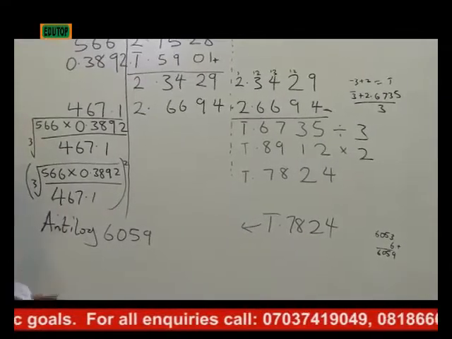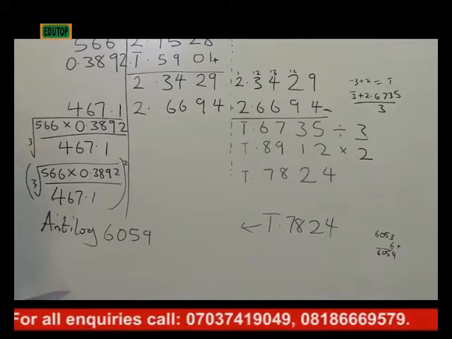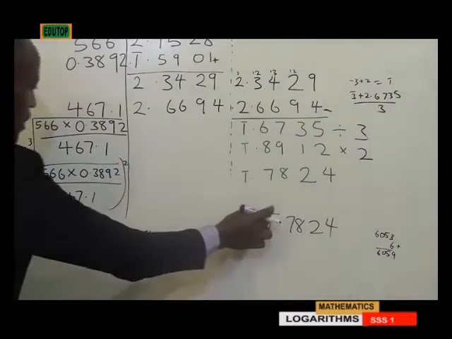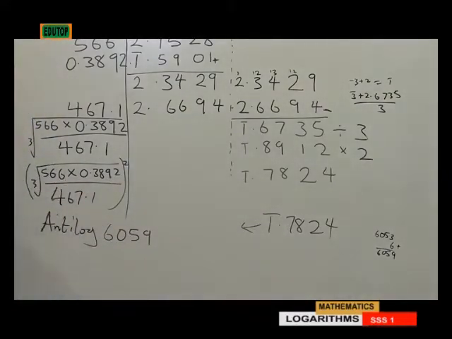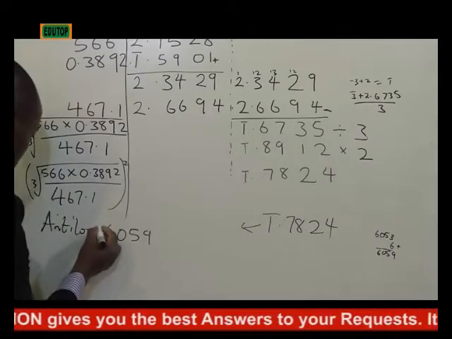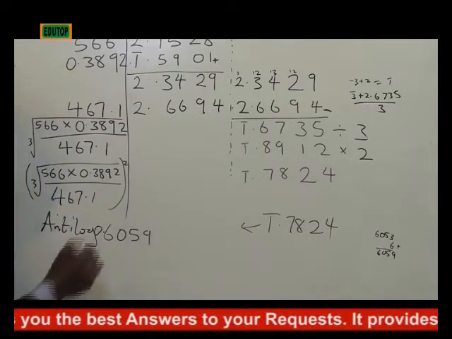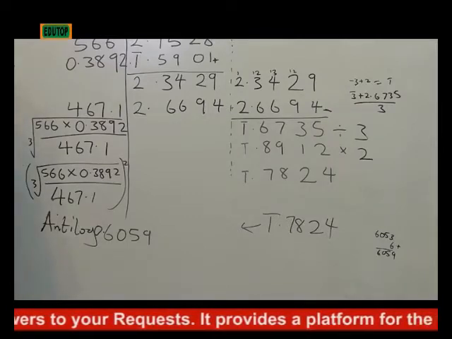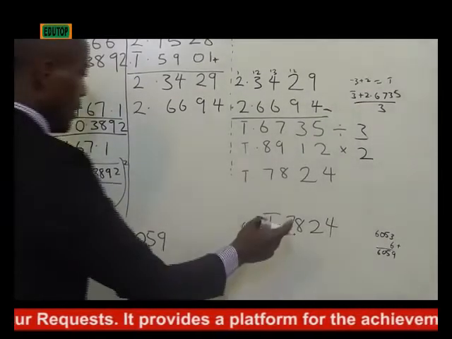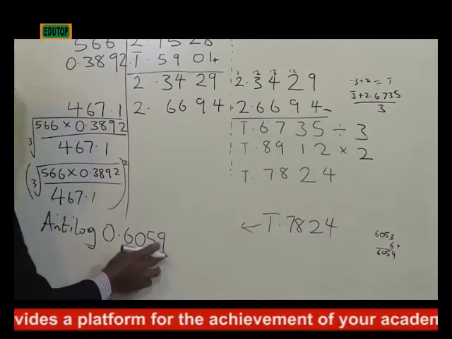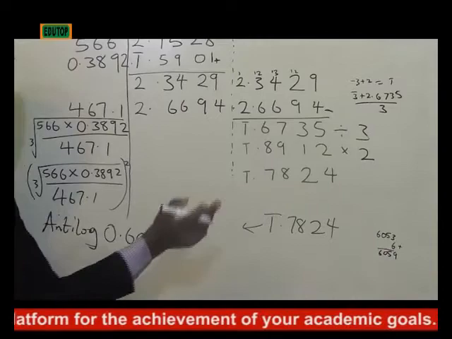Now for us to know where we have to place our decimal point, what we'll be having is bar 1, that's 1 plus 1, minus 1 plus 1 is 0. So what we'll be having is 0.6059, which is our final answer. So from what we've calculated here, we write our 6059. Now for us to know where to put our decimal point.